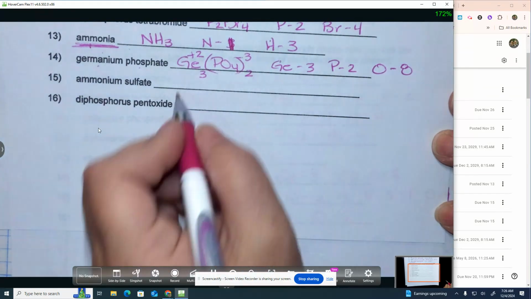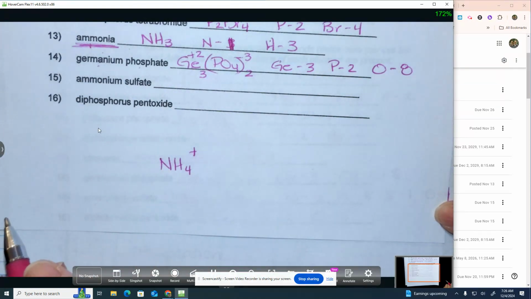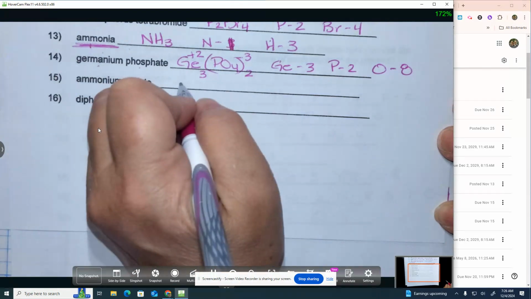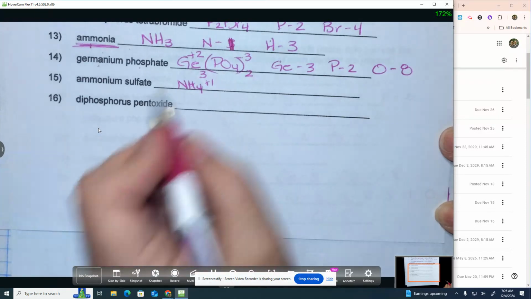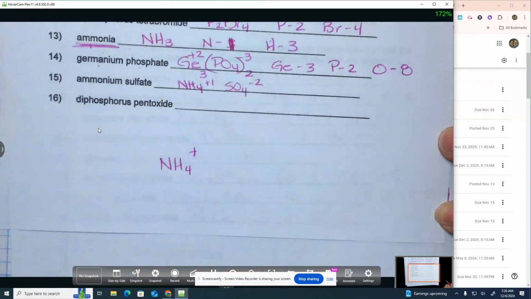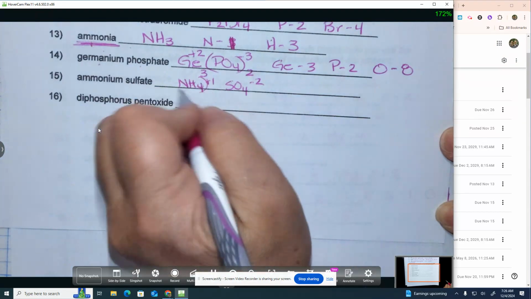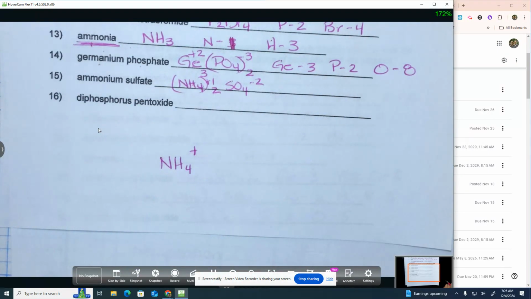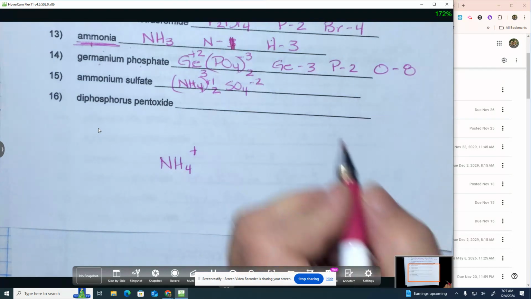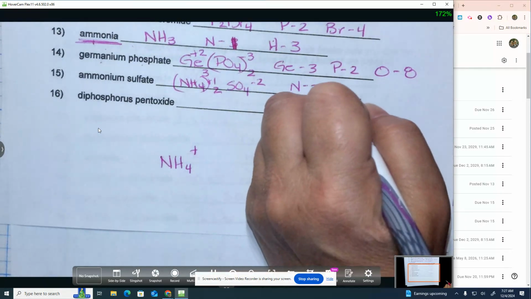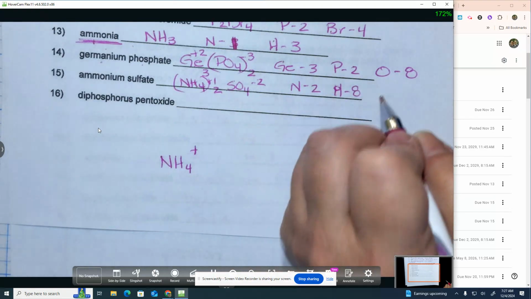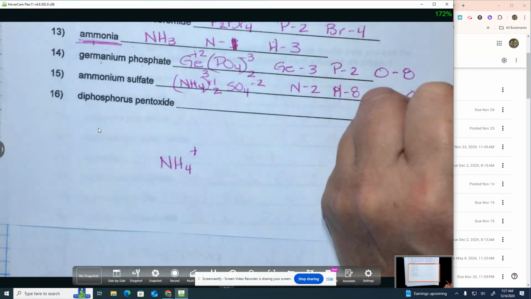Okay, ammonium sulfate. Here's your ammonium now, Mia. All right, NH4, and it's a +1 charge. Sulfate is SO4 with a -2 charge. Good job. Okay? You see it? All right, how many N's? 2. How many H's? 8. And SO4 is 4.